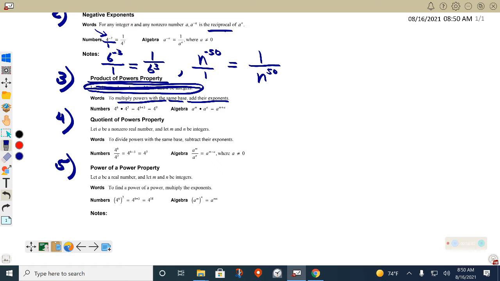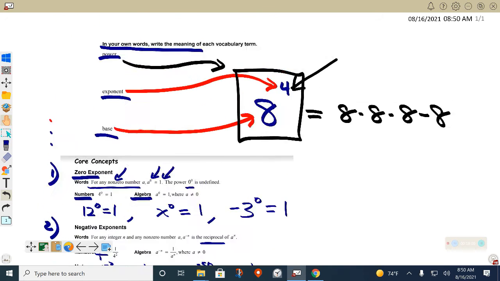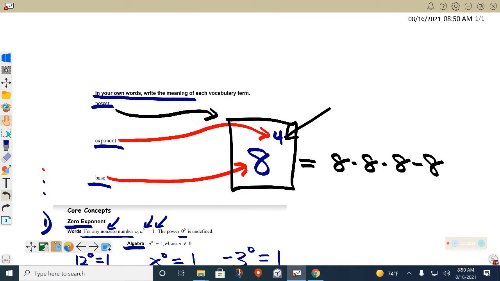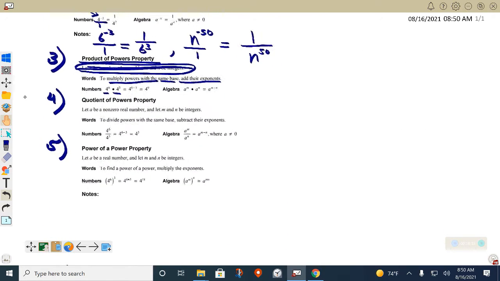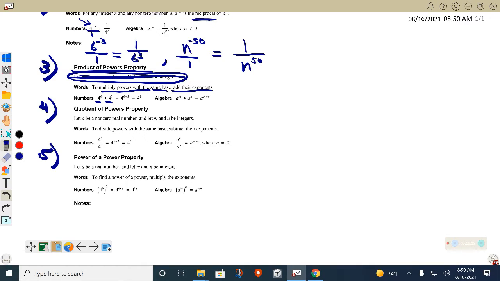Look at the example they gave you, 4 to the 6th power times 4 to the 3rd power. They have the same base. Remember we went over what a base is? The base is the part of the power that's being raised to the exponent. So if you're multiplying 2 powers that have the same base, just add the exponents. So 4 to the 6th power times 4 to the 3rd power is going to be 4 to the 6 plus 3 power. That's it. How about algebra? A to the m times a to the n is going to be a to the m plus n.